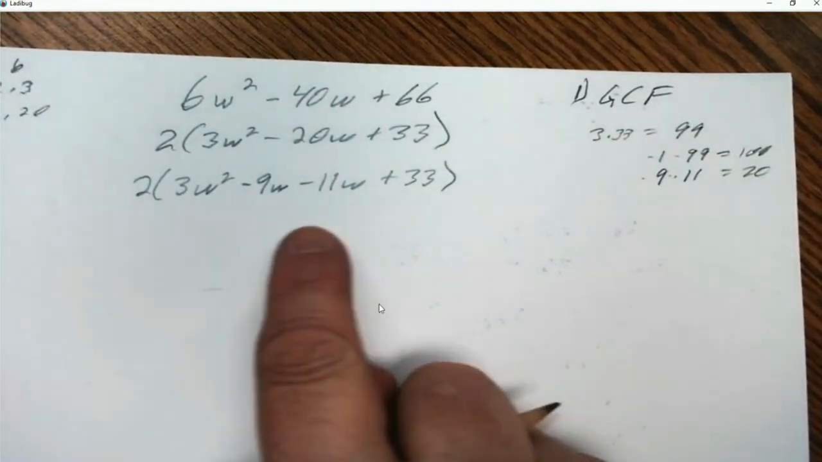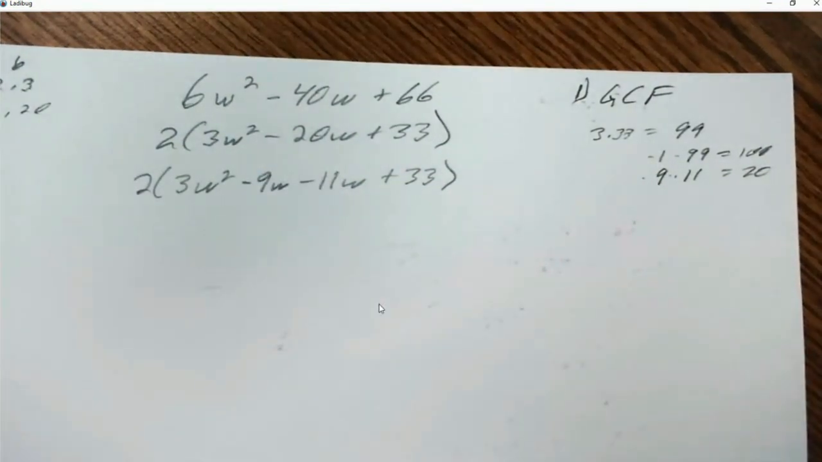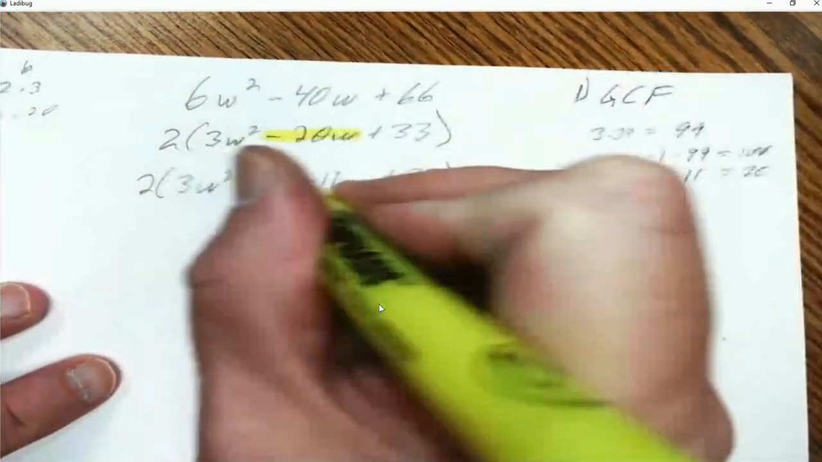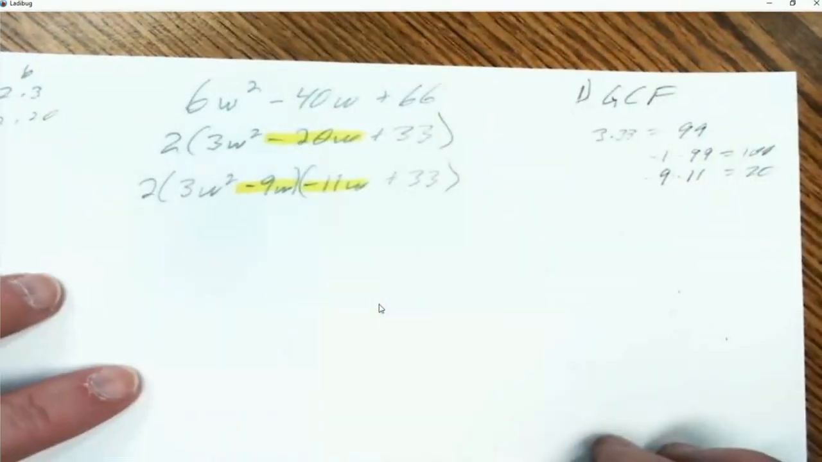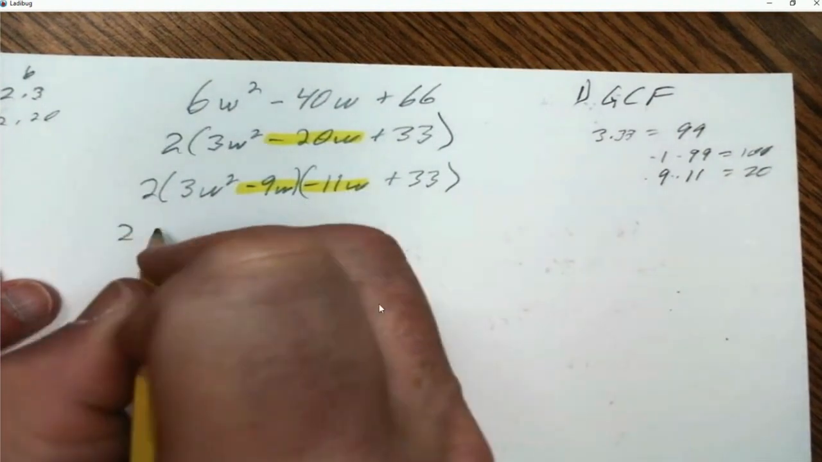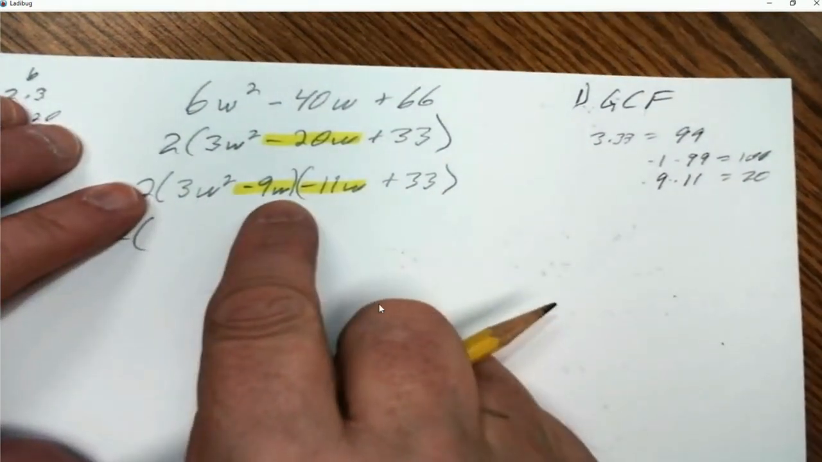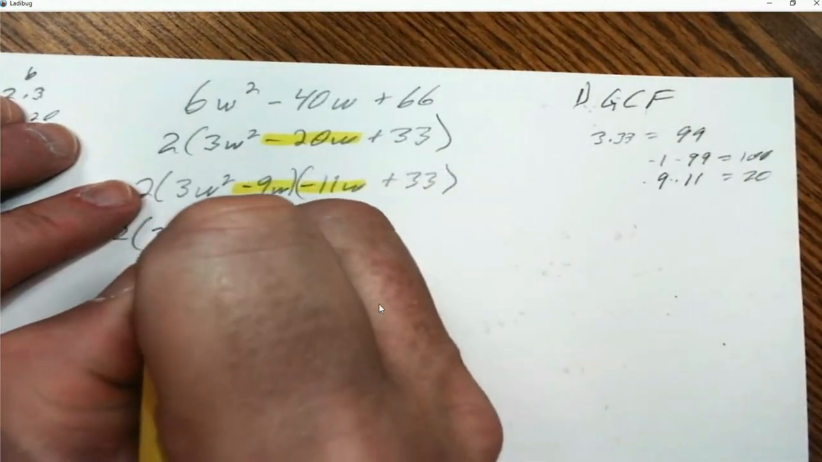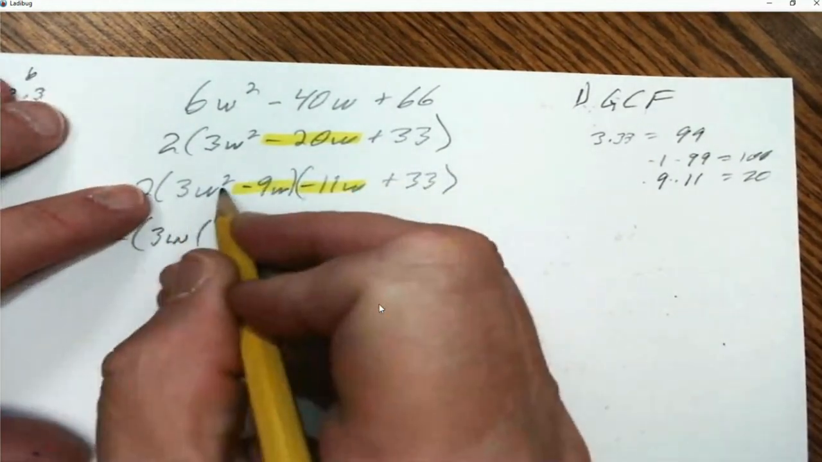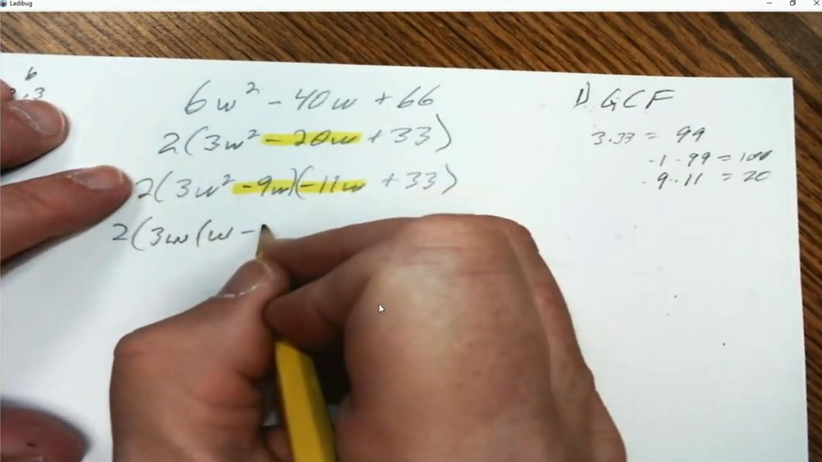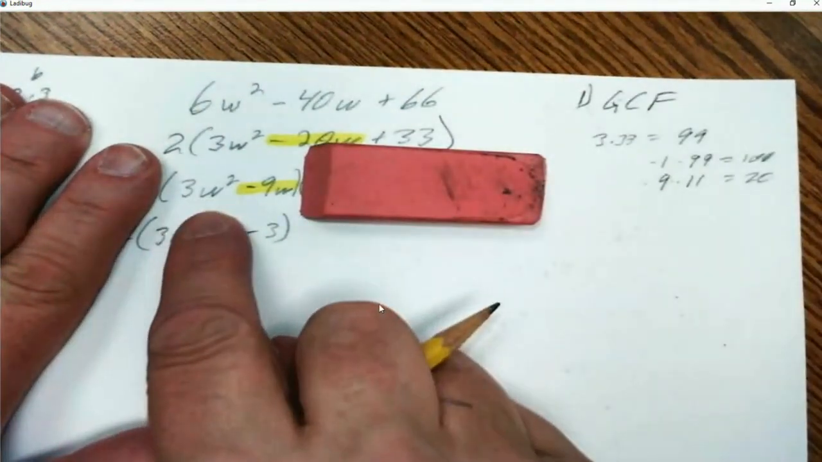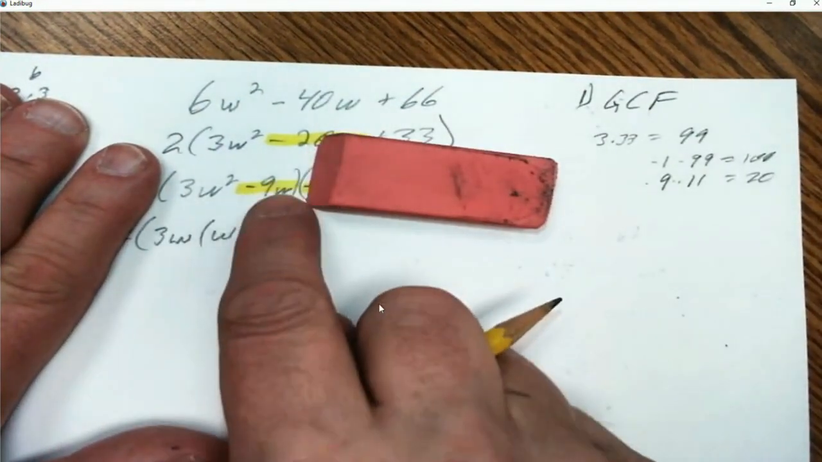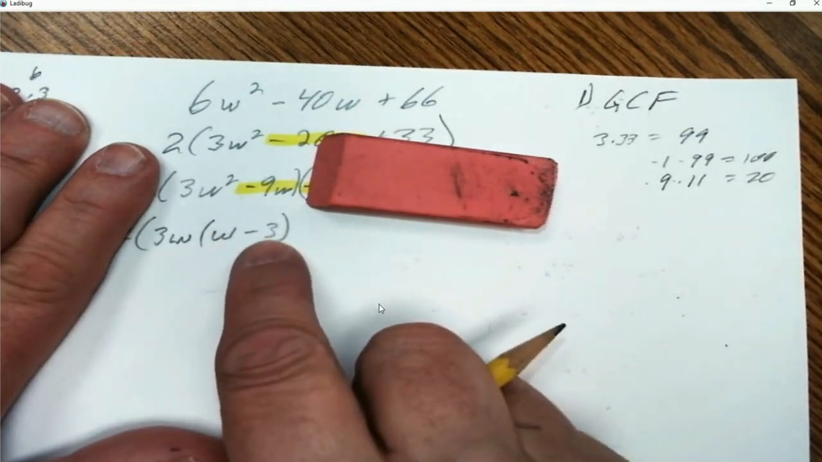Okay. Same equation. All I did is take this negative 20 and make it a negative 9 and a negative 11. So instead of negative 20w, I broke it out, and I did that so I can group them. Still have the 2 out there. 3w squared minus 9w. I can factor out a 3w, which leaves w minus 3. Right? When I factor a 3w out of it, 3w squared divided by 3w is just w. Negative 9w divided by 3w is just negative 3.